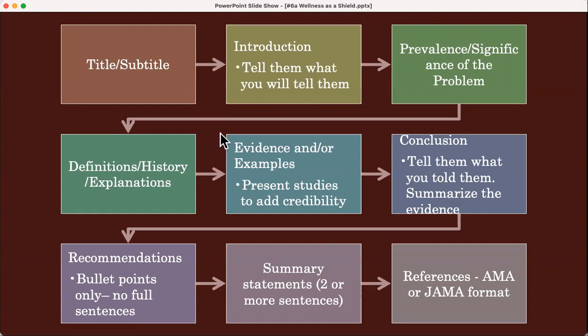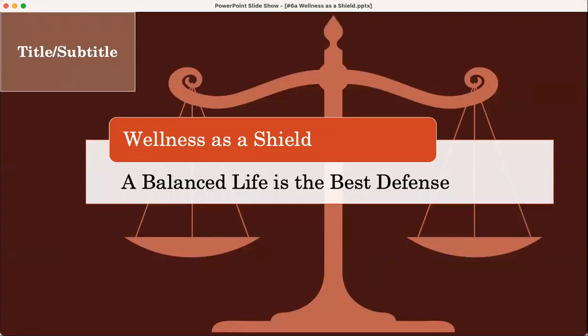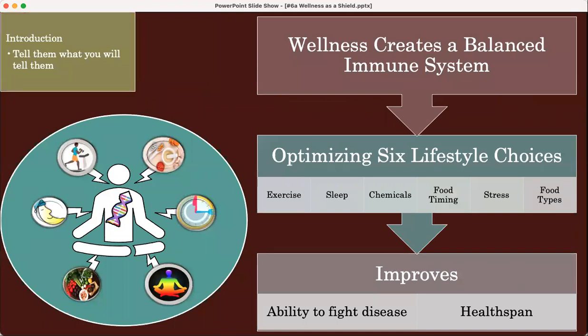But in essence, you don't start with your title and introduction first. As a matter of fact, all great authors leave the title for very last. This is a presentation of the immune system. Wellness is a shield, so a balanced life is the best defense. My title is Wellness as a Shield. My subtitle is A Balanced Life is the Best Defense. So you have an idea of what I'm going to talk about.